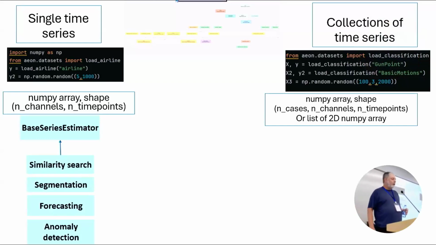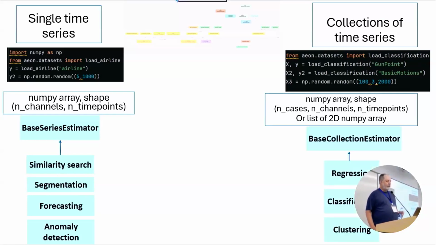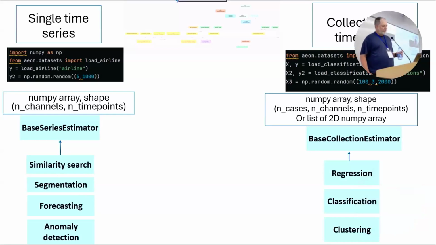You were thinking about it, but in an abstract data type, a collection is either a list or a set, right? That's how I teach data structures and algorithms. So we have collections of time series. We model these as a 3D NumPy array: number of cases, number of channels, number of time points, or if they're not all the same length, a list of 2D arrays. We have a base collection estimator and a base regression, base classification, base cluster. So that's the core functionality.